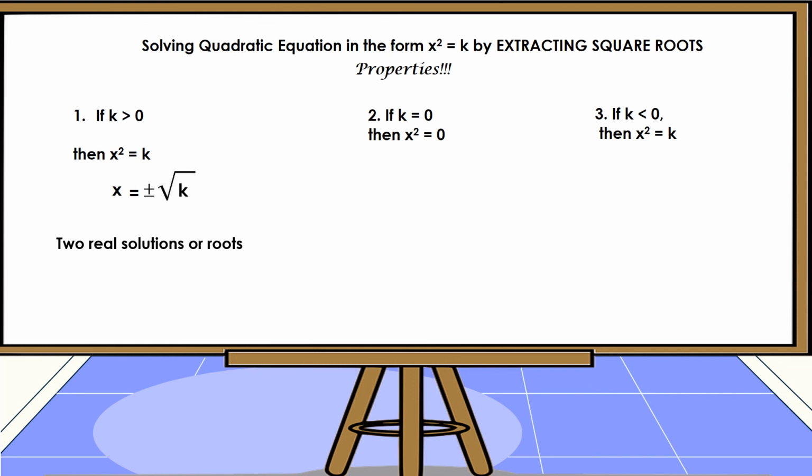Look at number 2. If k is equal to 0, then x squared is equal to 0. So, what are the values of x? Yes, it's 0. So how many solutions or roots? If k is equal to 0, there is only one real solution or root. And in number 3, if k is less than 0, then x squared is equal to k. Then there are no real solutions or roots.